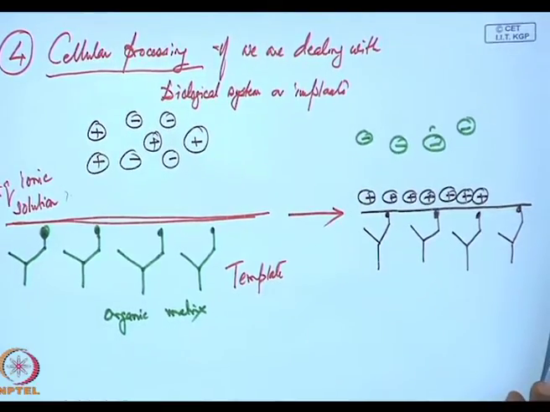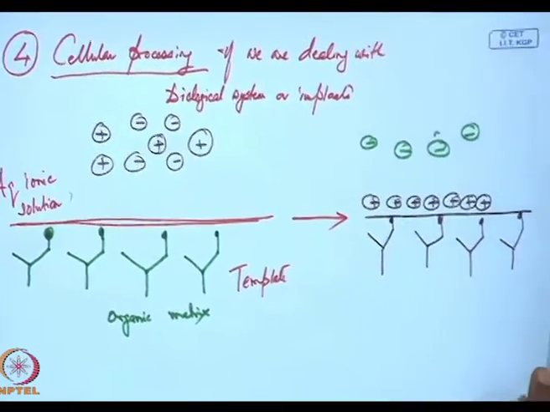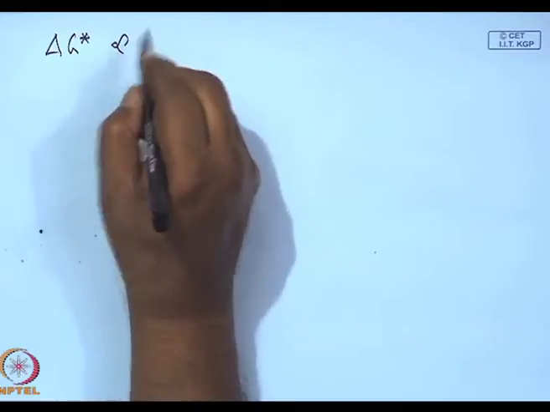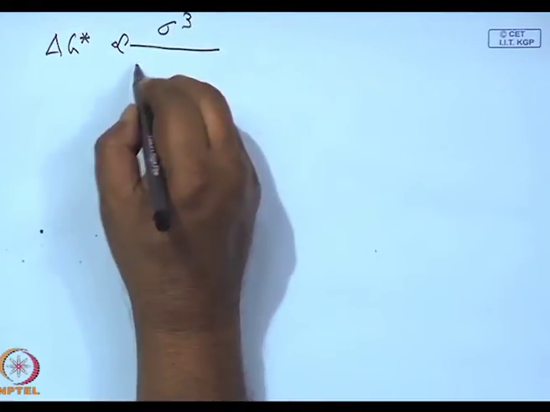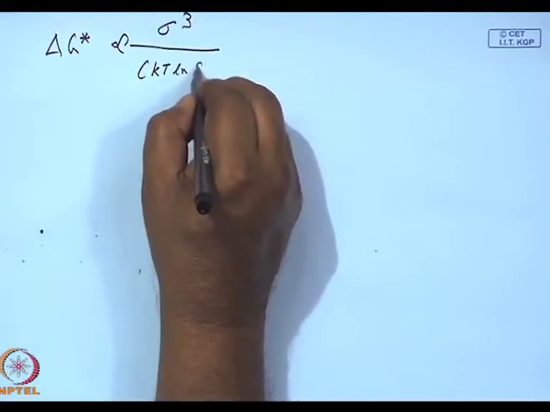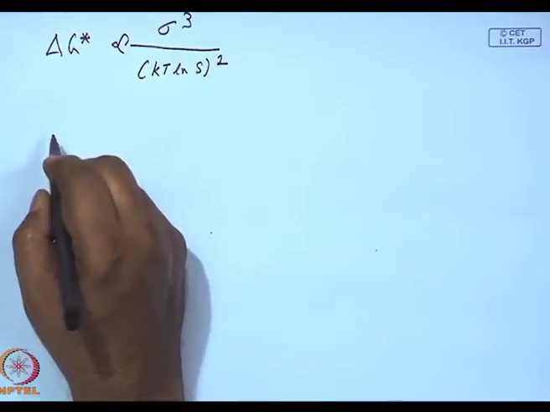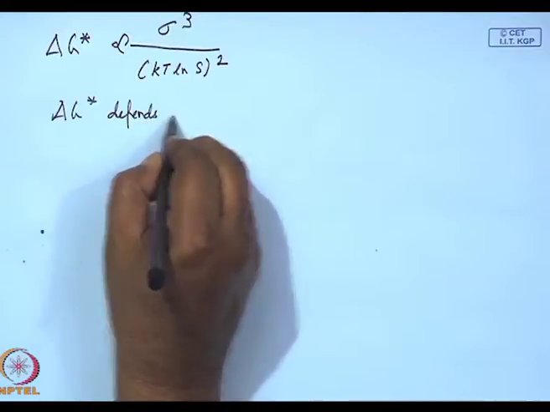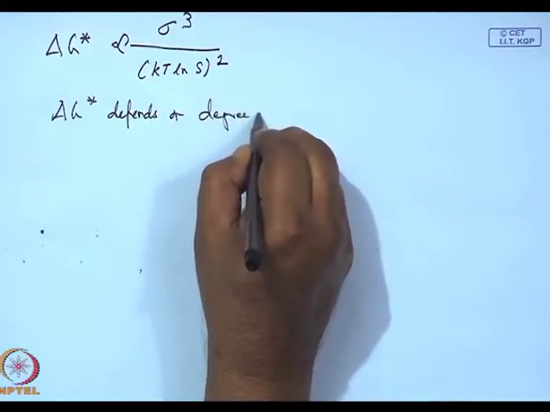If I wish to do a bit of thermodynamics with it, what is the principle? The principle is that an organic matrix acts as a template for the growth of inorganic ions in a self-assembly mode. If the corresponding activation energy is delta G star, then delta G star is proportional to, I'll define all the parameters, this. First of all, delta G star depends on the degree of supersaturation.